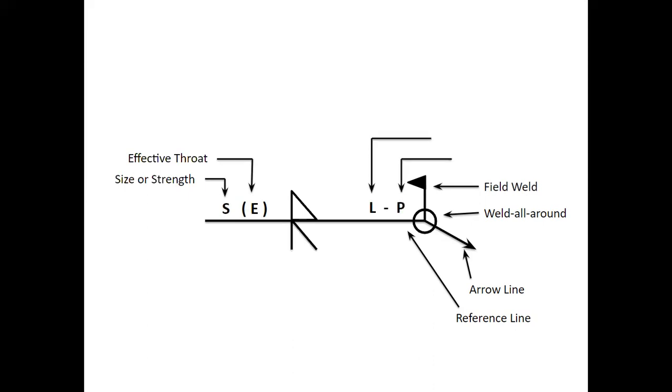L and P is going to be length and pitch if we're doing intermittent welds or chain intermittent welds. It's going to be the length of weld and the pitch, center to center of the welds. Let's use 5 and 10, 5 for length, 10 for pitch. It's not going to be 10 centimeters between your welds. It's going to be 10 centimeters from the middle of your weld to the middle of your weld. So it's only going to be 5 centimeters actually between your two welds. A lot of people get that confused.